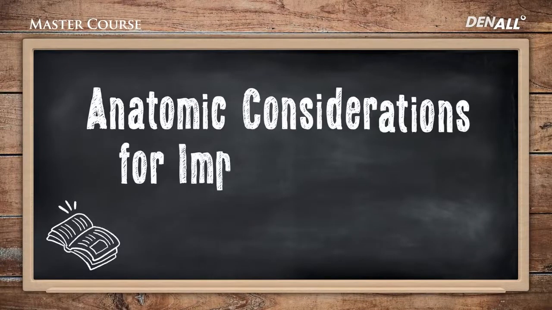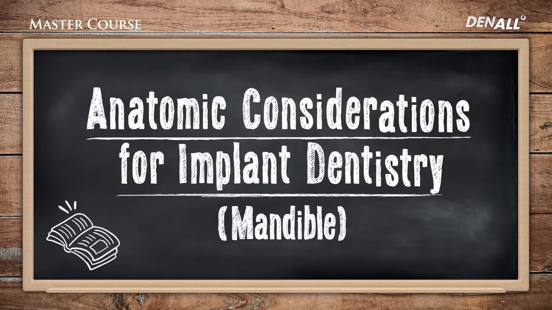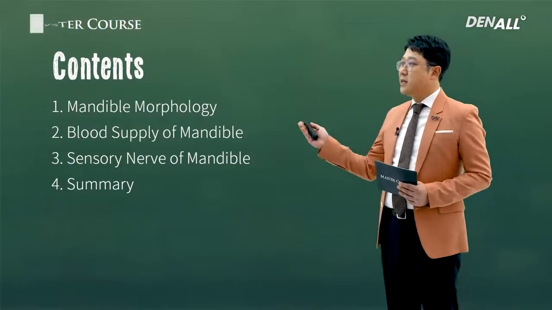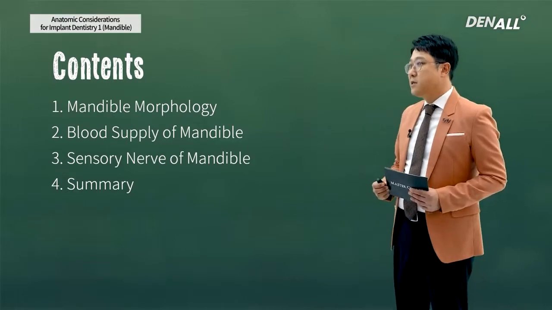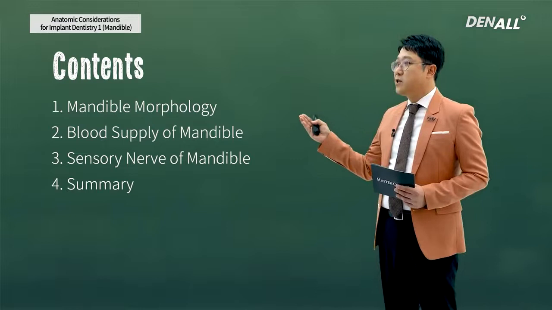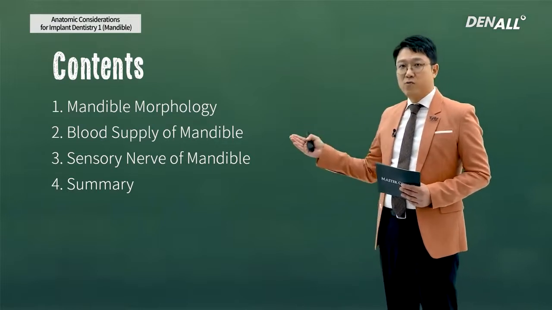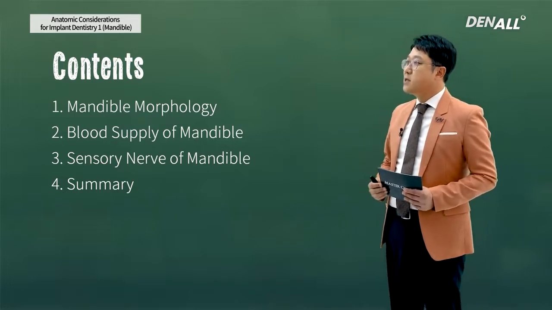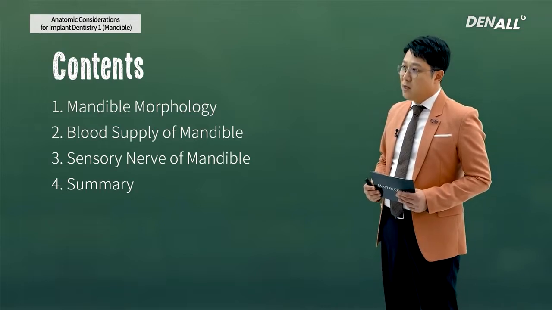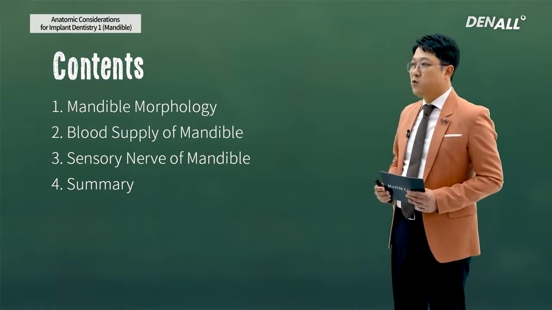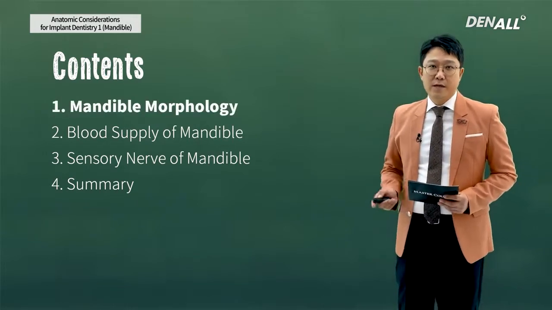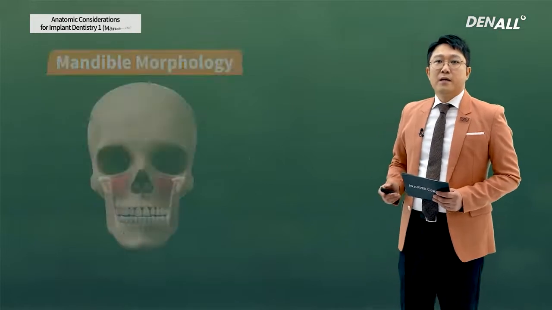First, the mandible. Today, we are going to talk about the anatomy of the mandible, primarily three things. First, when we do the implant surgery, we need to be careful when it comes to the mandible morphology. Second, blood supply of mandible. Third, sensory nerve of mandible. After that, I'm going to summarize briefly what was discussed. First, let's have a look at the mandible morphology.